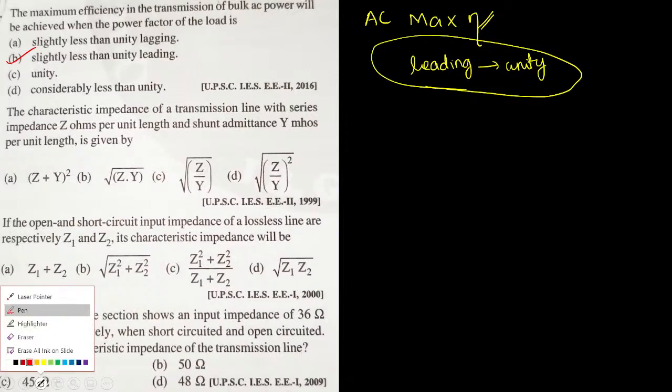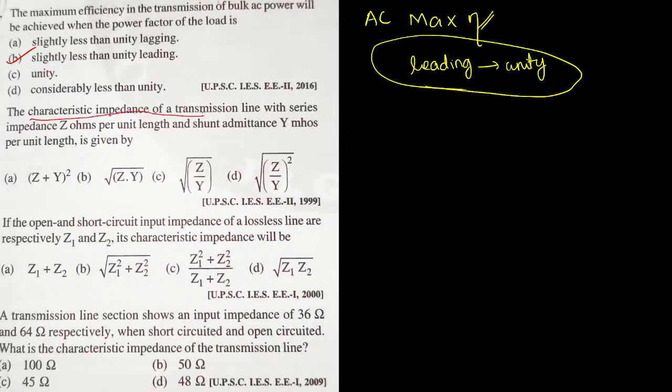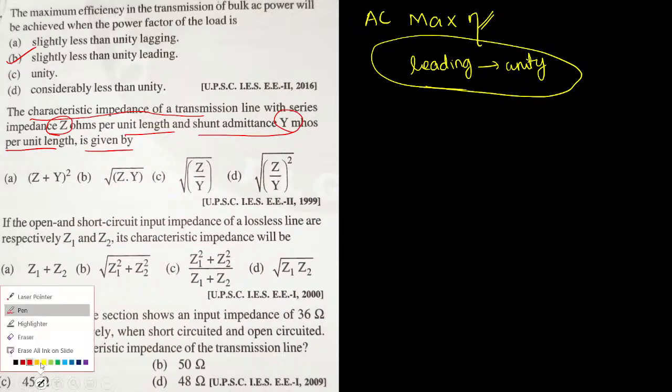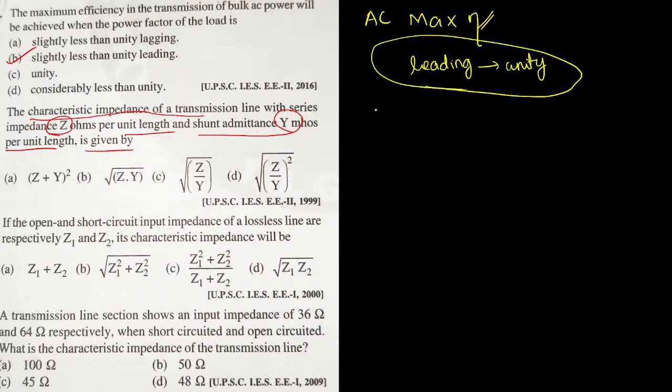Next beautiful question: the characteristic impedance of the transmission line with the series impedance Z given per unit length and shunt admittance Y also given per unit length. Now how will you write the characteristic expression? This is also a theory question. We know the answer for this. Let me write the answer directly. The characteristic impedance of the transmission line can be simply written as square root of Z upon Y.